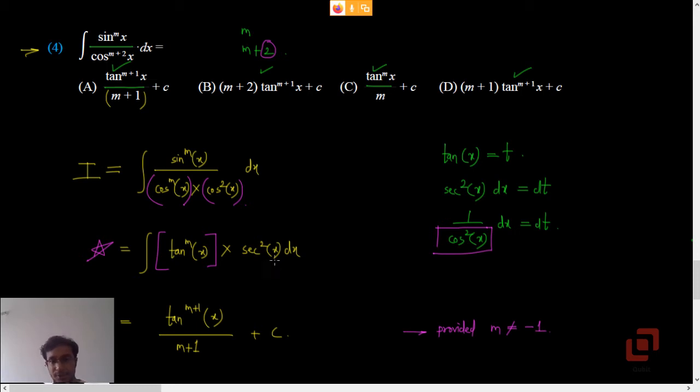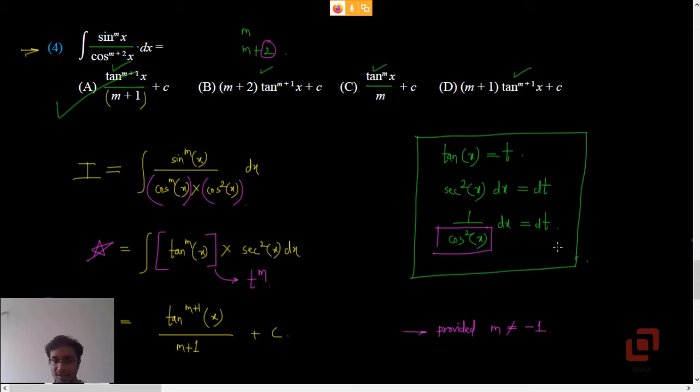Then substitute for tan x as t. Then this will be t raised to m. So the integral will be t raised to m plus 1 upon m plus 1. Replace t by tan of x. So tan x raised to m plus 1 upon m plus 1 plus c. Do we have that in our options? Yes, that is option A. So correct option is A. So in this solution, what I have done is I have not written this part.